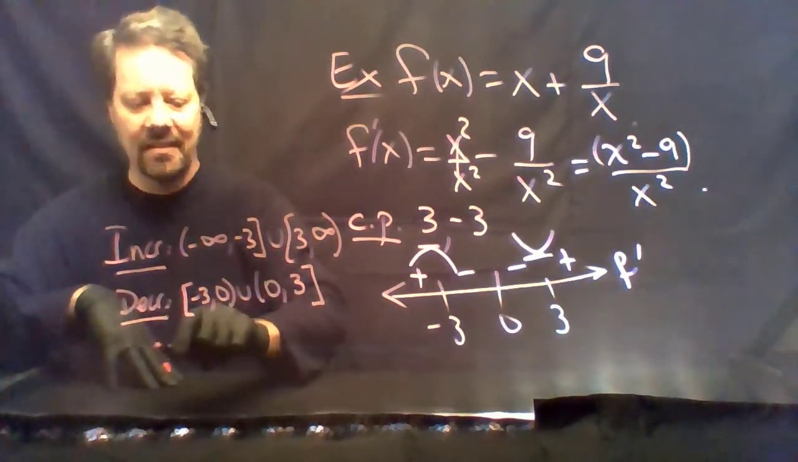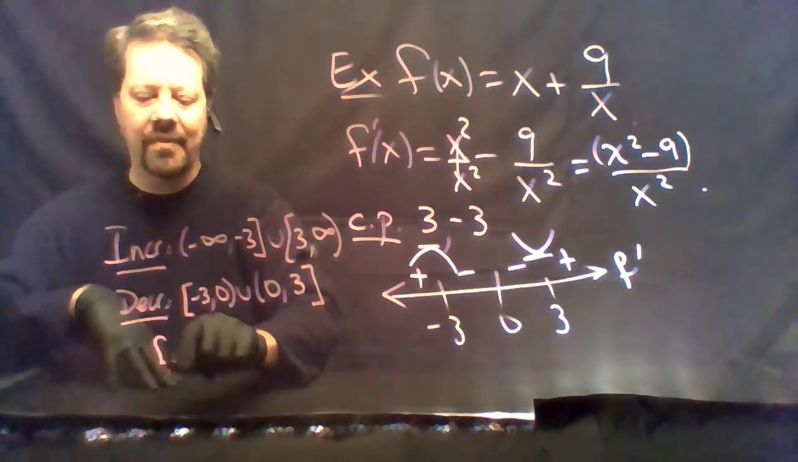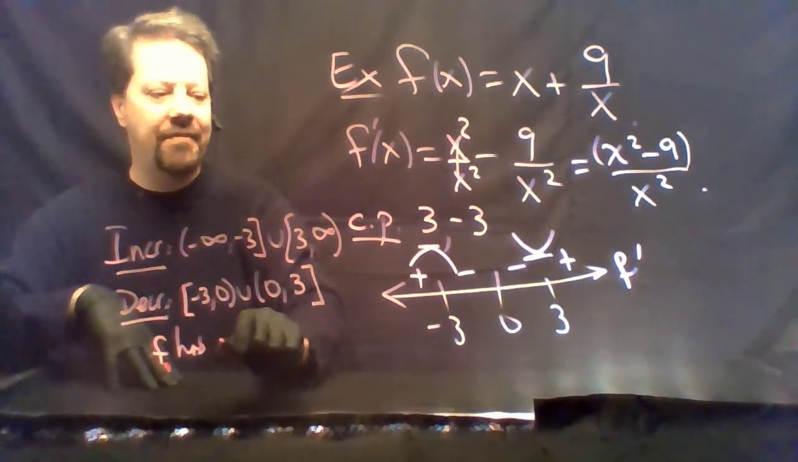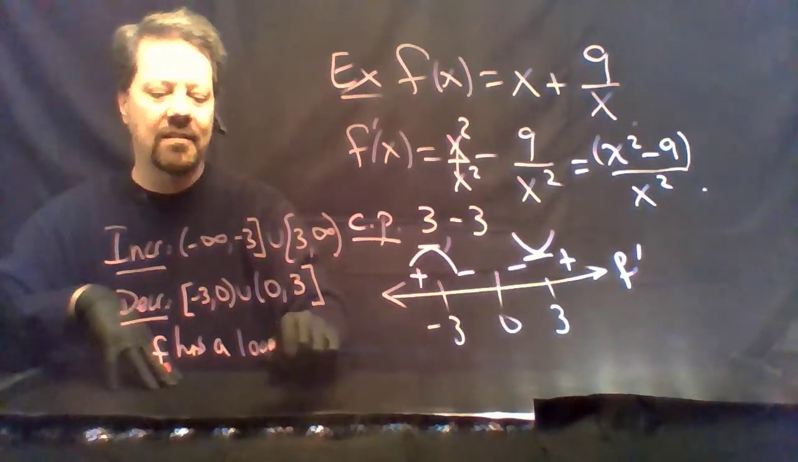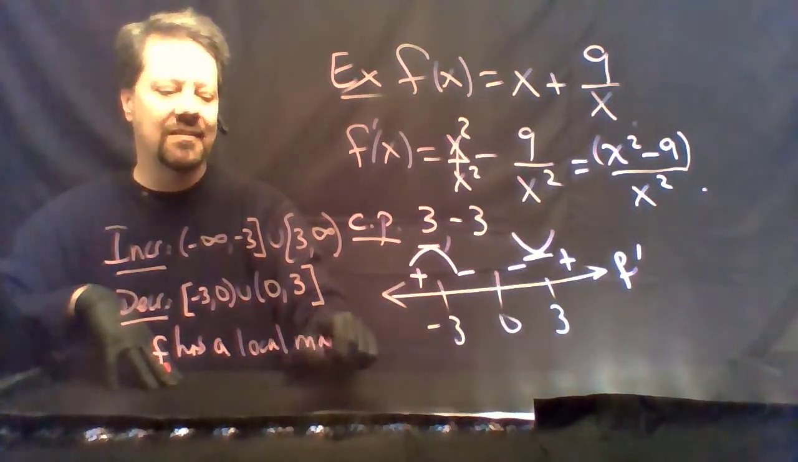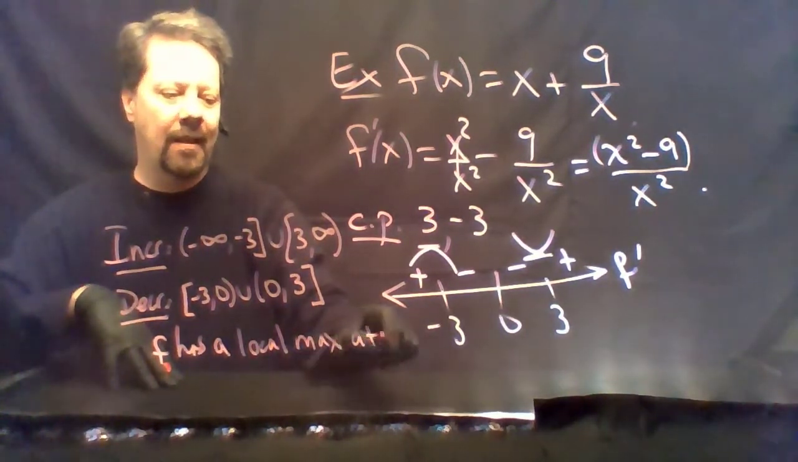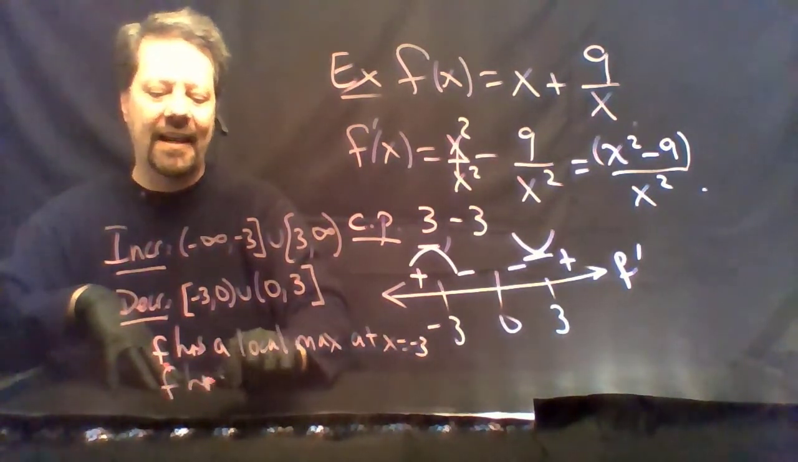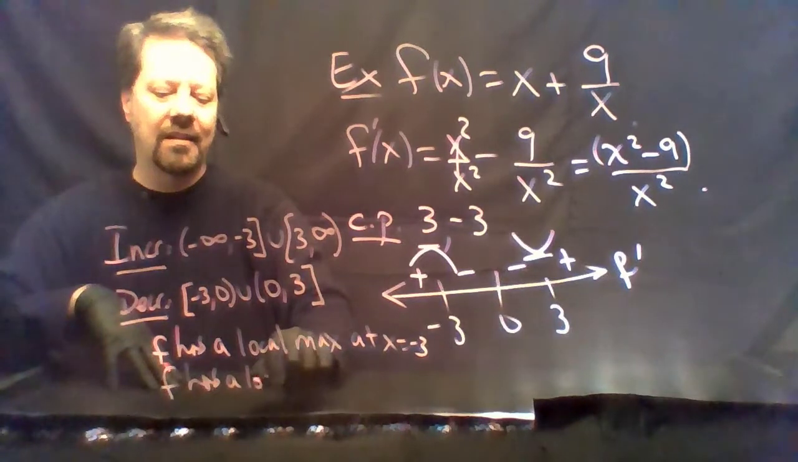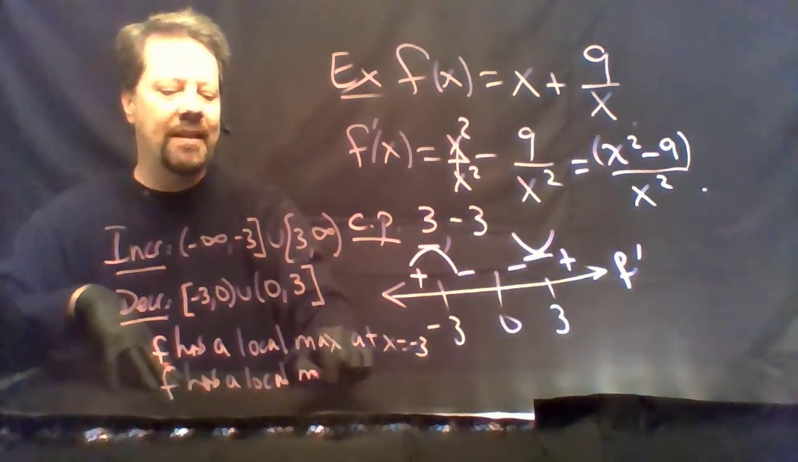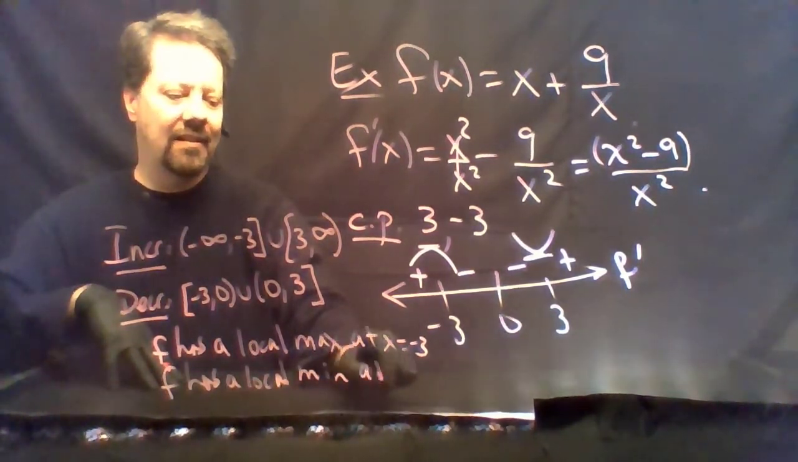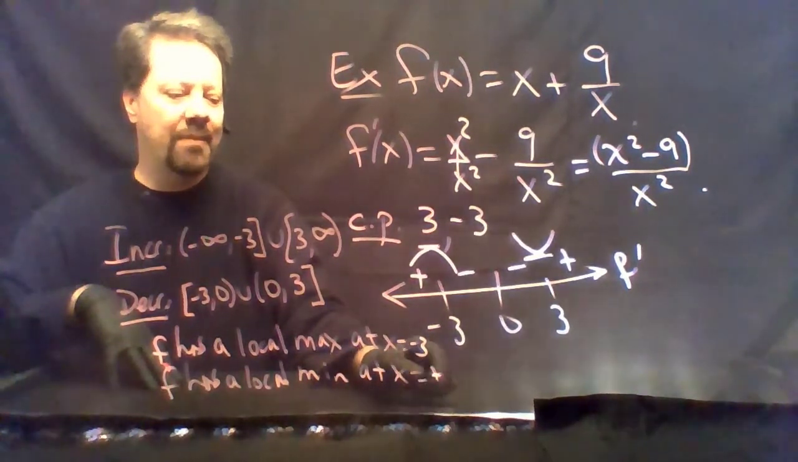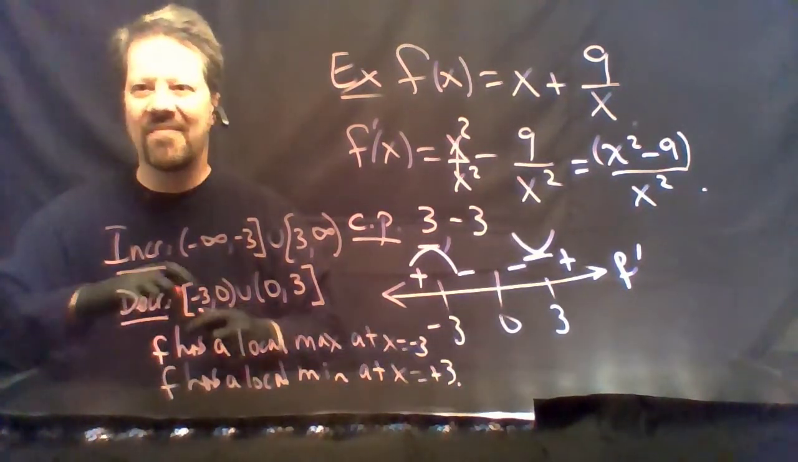Our answer is f has a local max at x equals minus 3, and f has a local min at x equals positive 3.